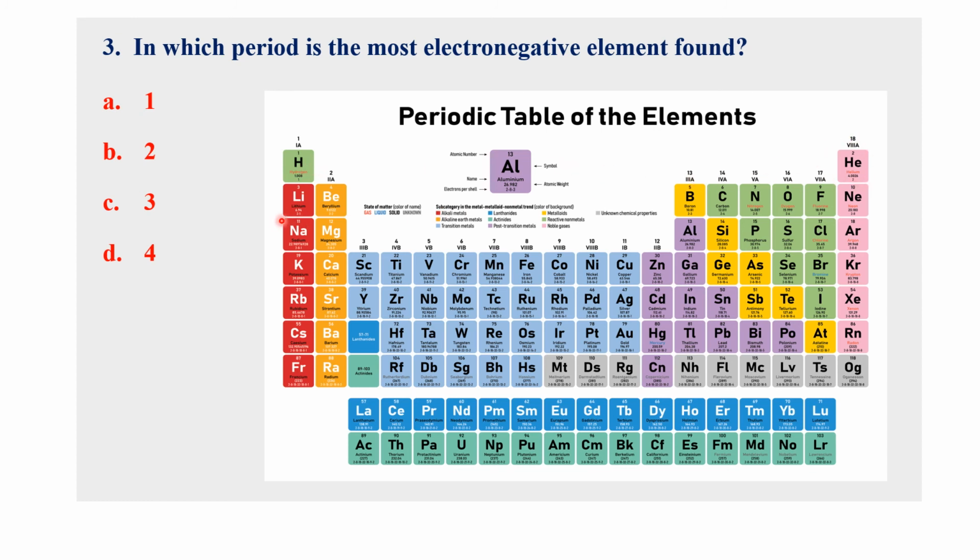In the second period, lithium, beryllium, boron, carbon, nitrogen, oxygen, fluorine and neon are present. We know that the most electronegative element in the periodic table is fluorine. So fluorine is present in the second period. So the answer is B.